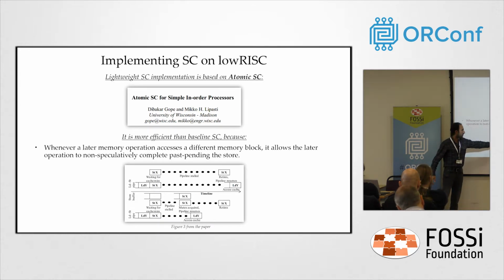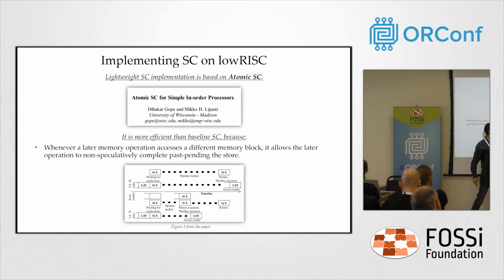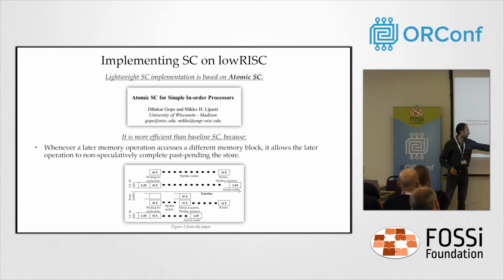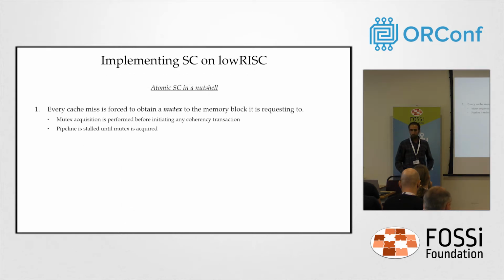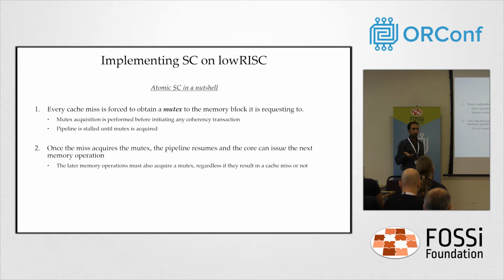This is a really simple example in which the time saved is not that much, because as you see, this is a load hit and this is a write miss. But the gain increases if we have a load miss here as well, because you pipeline memory operations in that case. On every cache miss, we obtain a mutex to the memory block or cache line in which we made a request. Mutex acquisition happens before initiating the request, and the only place where the pipeline is stalled is during the mutex acquisition. If we cannot acquire it, we stall the pipeline. Once the miss acquires the mutex, the pipeline resumes and keeps issuing the next memory instructions.